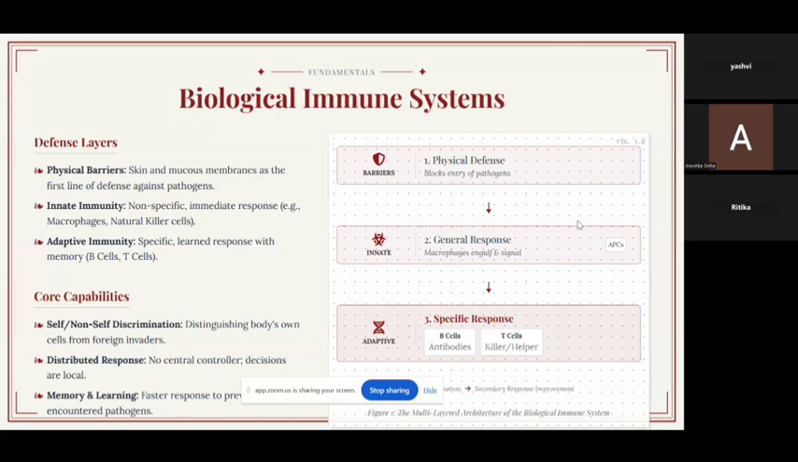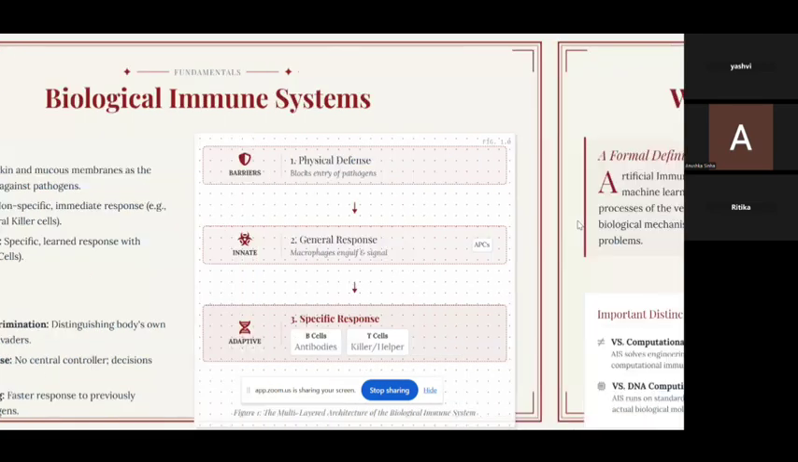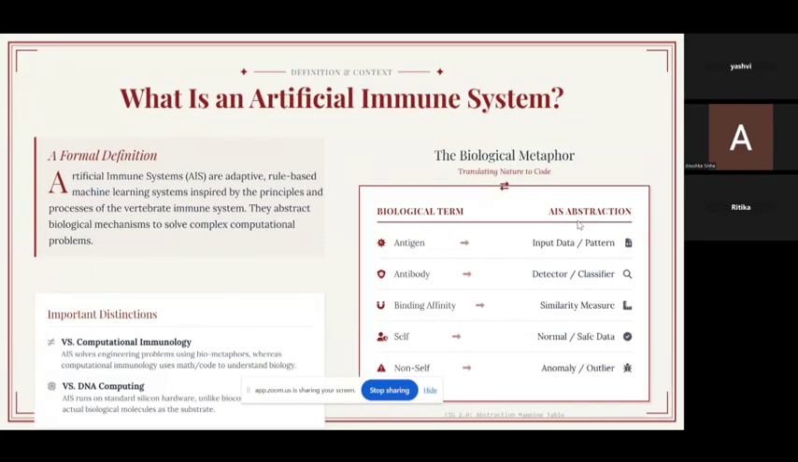Moving on to the next slide, what is an artificial immune system? So, how do we turn that genius into code? That's the artificial immune system, or the AIS. It's a smart program that uses the immune system as its blueprint. We swap out the biology for computer terms. For example, a virus, the antigen, is just the input data we need to analyze. The body's defense weapon, the antibody, becomes a detector, the piece of code that finds the problem.